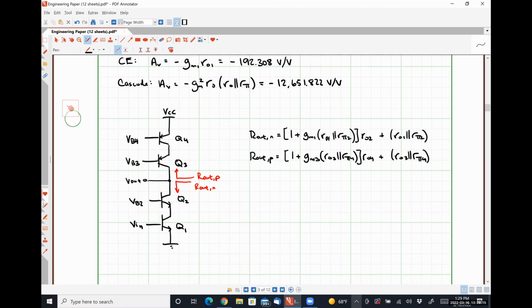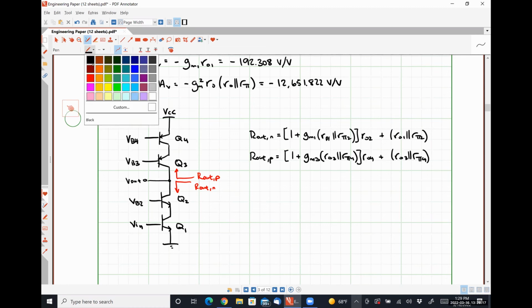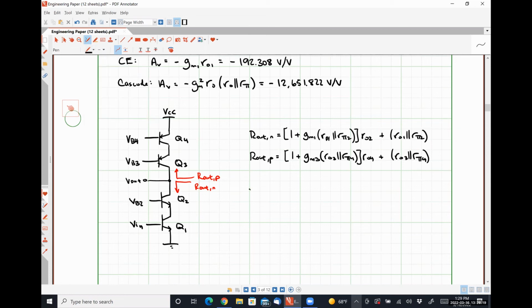And from this, our voltage gain is simply negative GM1 times R out N in parallel R out P.